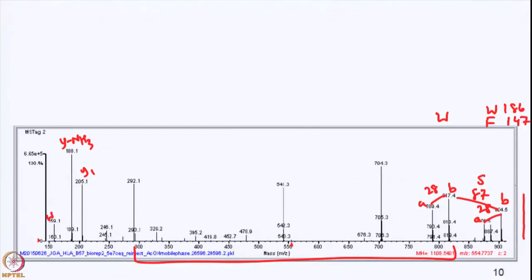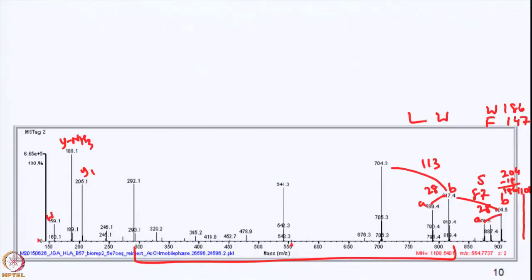I'm going to add an extra peak here, and this is 1108. That mass difference there is 204 minus 18, 186. So our tryptophan is at the C-terminus. This mass gap is 113, so that would be leucine.